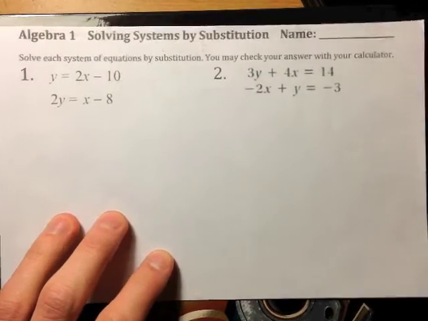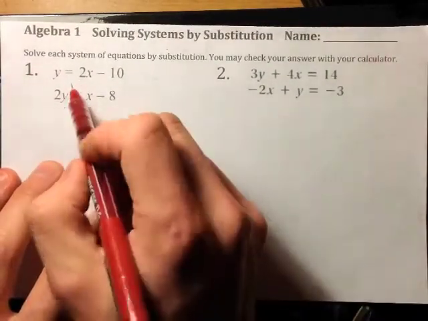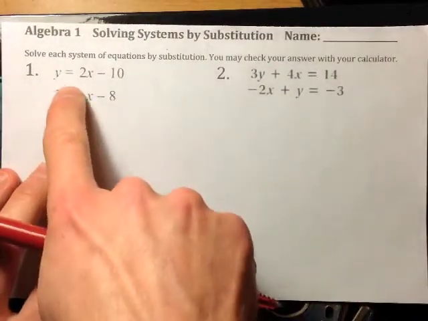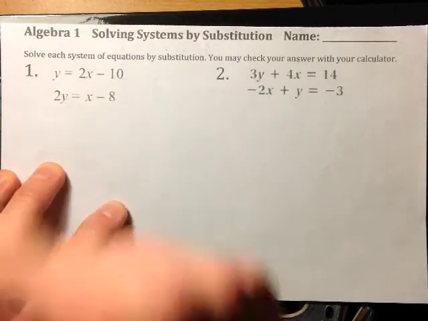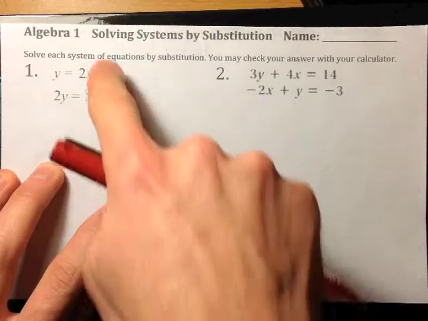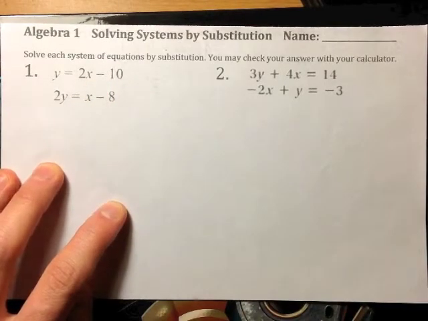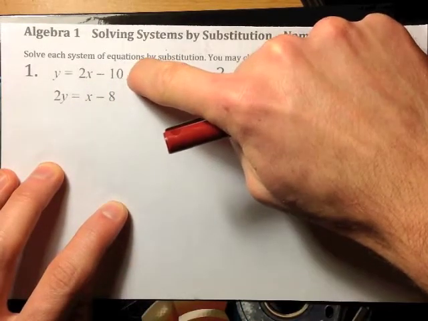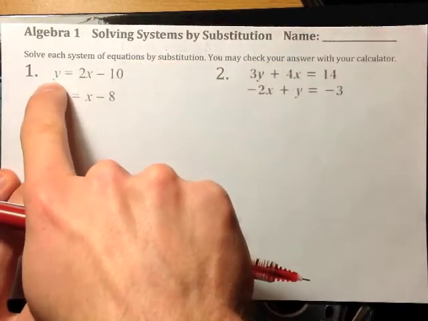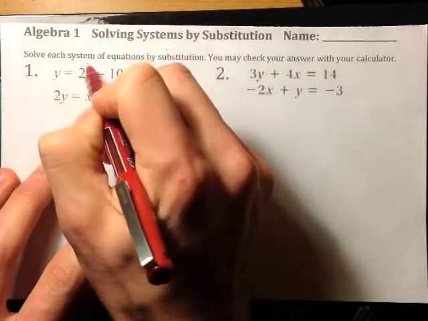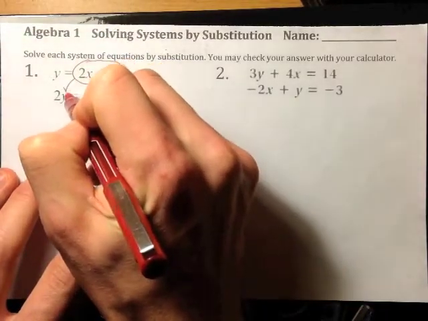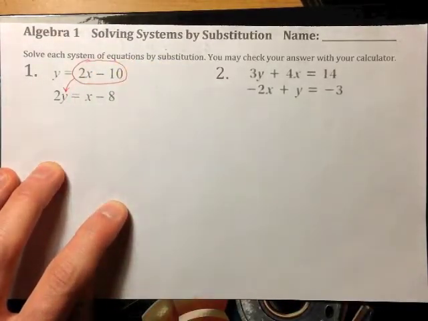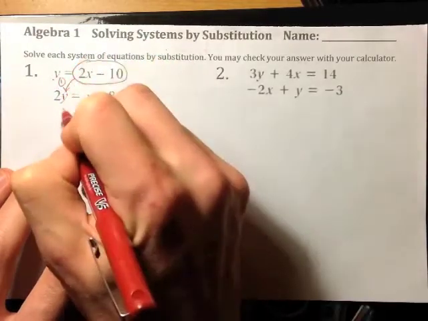Alright, so let's look at problem number 1. The system of equations is y equals 2x minus 10. The second equation is 2y equals x minus 8. Now, when I see this system of equations, the first thing I notice is that the first equation is solved for y. I like that, because I can take this 2x minus 10 and I can stick it in for y in the second equation. So that's going to be my step 1.